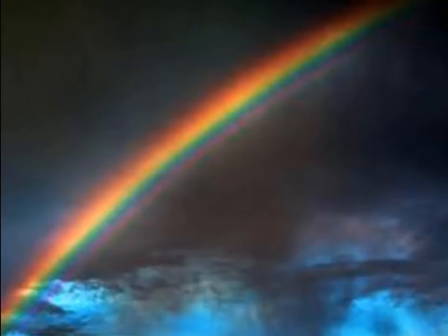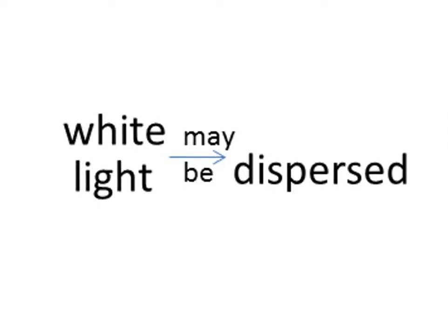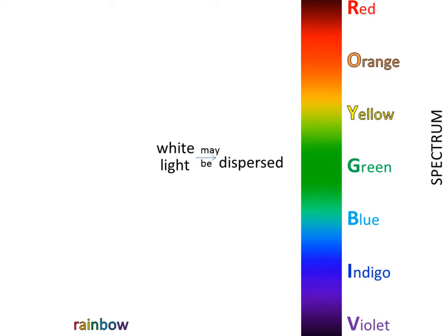We all know about rainbows. Rainbows show the phenomenon of dispersion. Where do the colours in the rainbow come from? They come from the white light of the sunshine being split up into its component colours by the raindrops in the air. They come from dispersion. So white light can be dispersed into all these different colours. Dispersed means broken up into the colours.